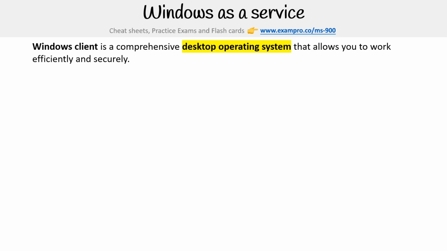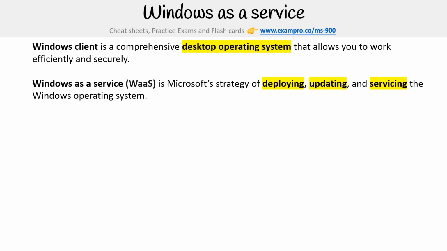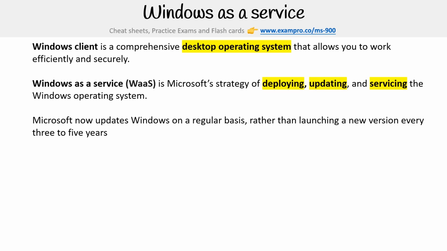We'll be talking about the deployment and release models for Windows as a Service, also known as WaaS. So, Windows Client is a comprehensive desktop operating system that allows you to work efficiently and securely, whereas Windows as a Service is Microsoft's strategy of deploying, updating, and servicing the Windows operating system. The Windows as a Service model is designed to make life simpler for both users and IT professionals. Microsoft now updates Windows on a regular basis, rather than launching a new version every 3 to 5 years as it has done with previous versions of the operating system.